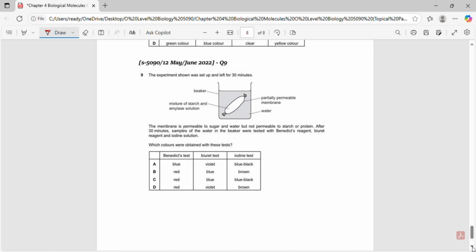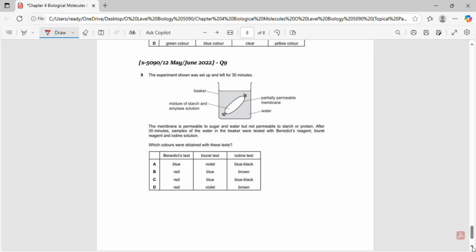To understand this experiment, it's important to note that the membrane is permeable to small molecules like sugar and water, but not to larger molecules such as starch or protein. Amylase is a protein enzyme that breaks down starch, a large carbohydrate, into maltose, which is a reducing sugar. Over the 30 minutes, the amylase inside the bag will begin converting starch into maltose. Since maltose is small enough to pass through the membrane, it diffuses into the water surrounding the bag. However, the starch and the enzyme amylase, being too large, remain inside the bag. As a result, when the water outside the bag is tested, it will contain maltose but not starch or protein.